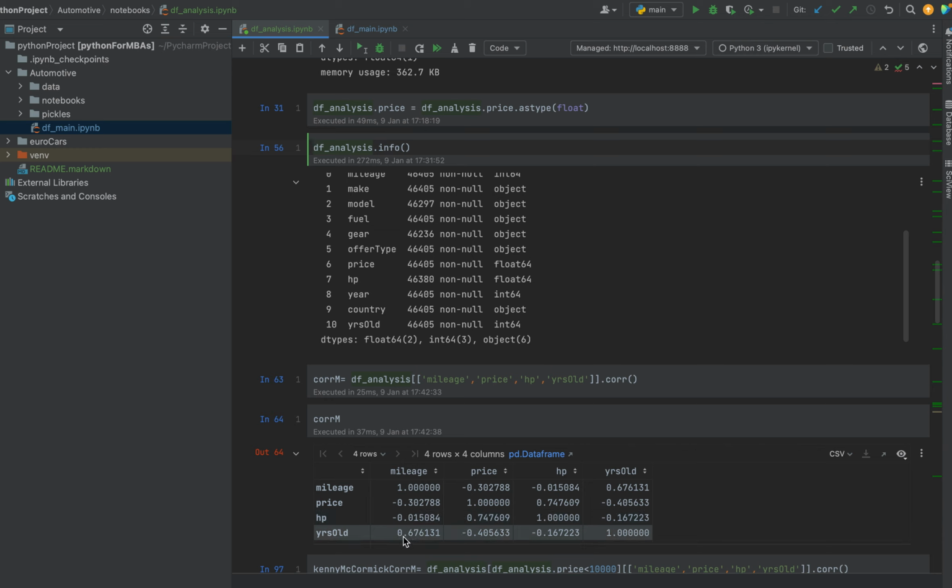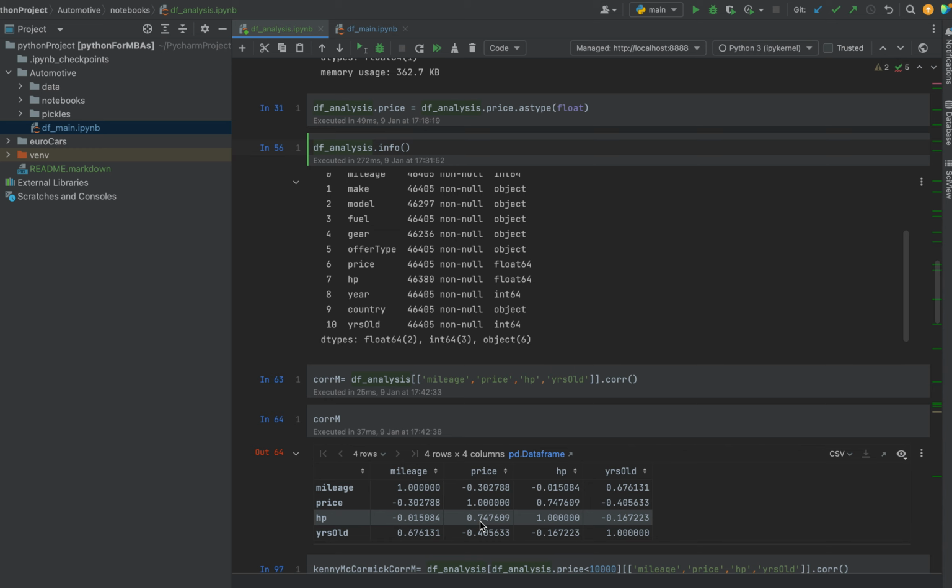So years old again, and this is all not that interesting because we don't really care about the mileage; we care about the price. And so we can see there's a slight negative correlation with mileage, which seems to suggest that as the mileage gets greater, that drops the price. And it's kind of similar to the years old. So again, the older the vehicle, the less value it's going to have.